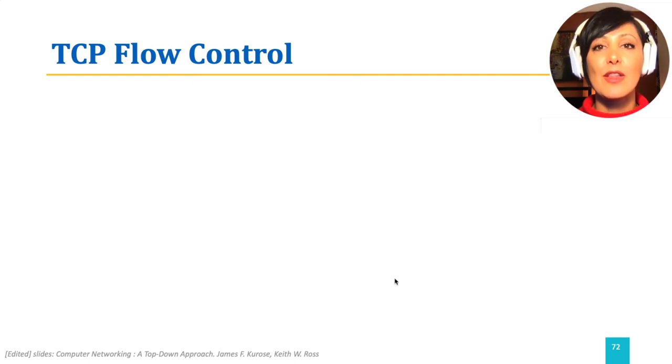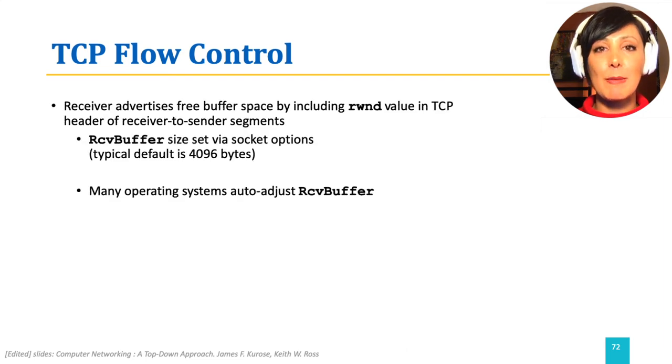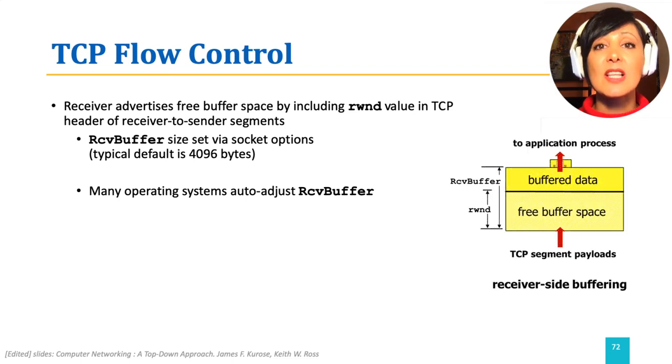To do this, the receiver advertises its free buffer space by including RWND, which is the receive window, in the segments. Receiver buffer size is a socket option, which could be adjusted. The receive window is the portion of this buffer which is empty and could be used to store newly arriving data. The available space will shrink if the buffered data is used more slowly than the arrival rate. Therefore, the RWND will be smaller.